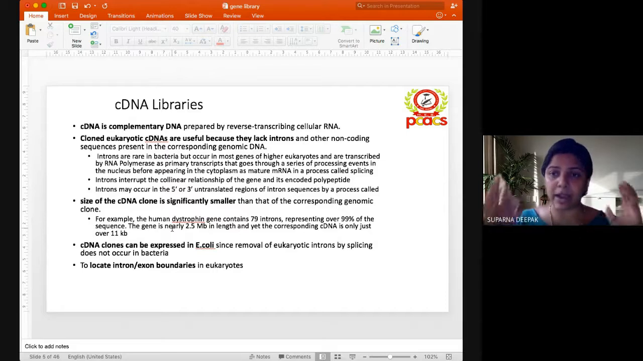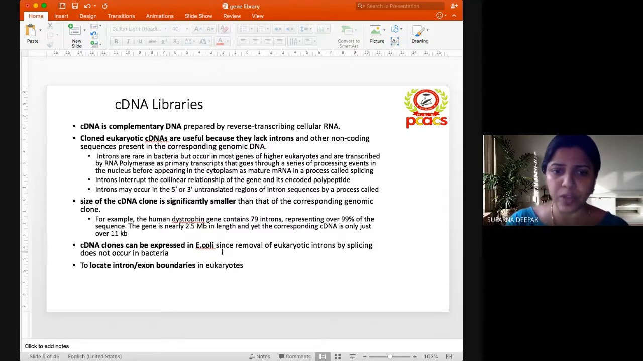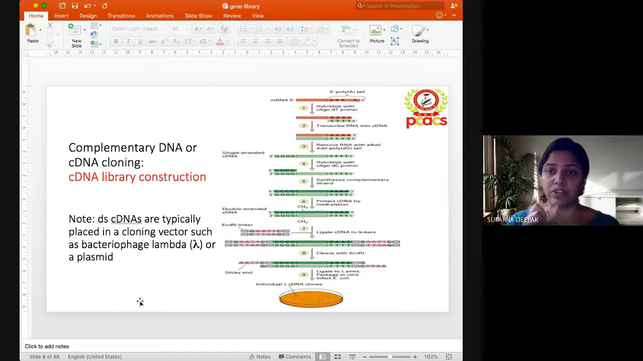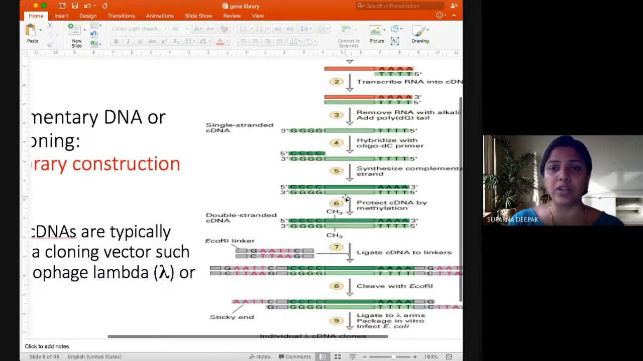So definitely the entire process scales down. You will have a smaller number of clones also, so they can be expressed. Yes, this is very important: if it is cDNA clones, they can be expressed in prokaryotes also. So you can locate the intron-exon boundaries in the eukaryotes to find out which part is required and which is not. So this is how your entire process will take place.